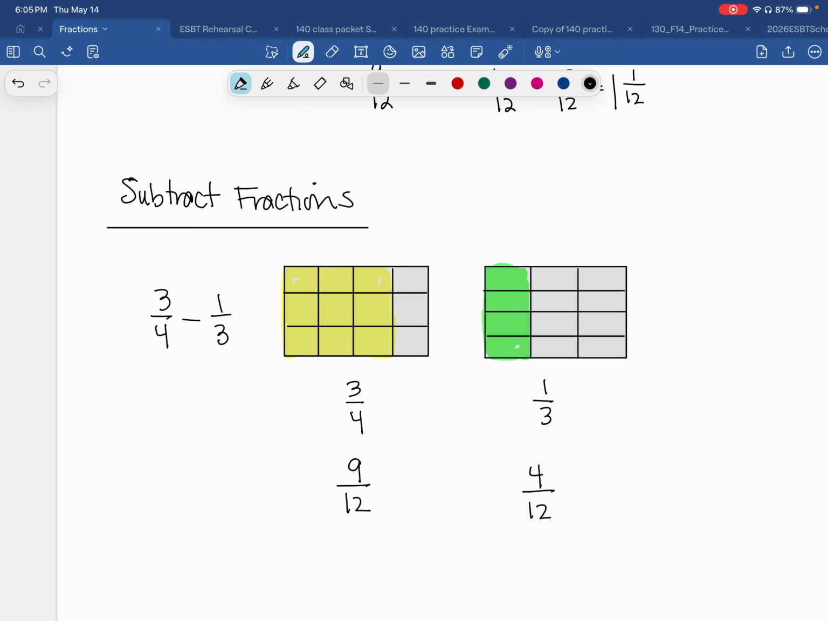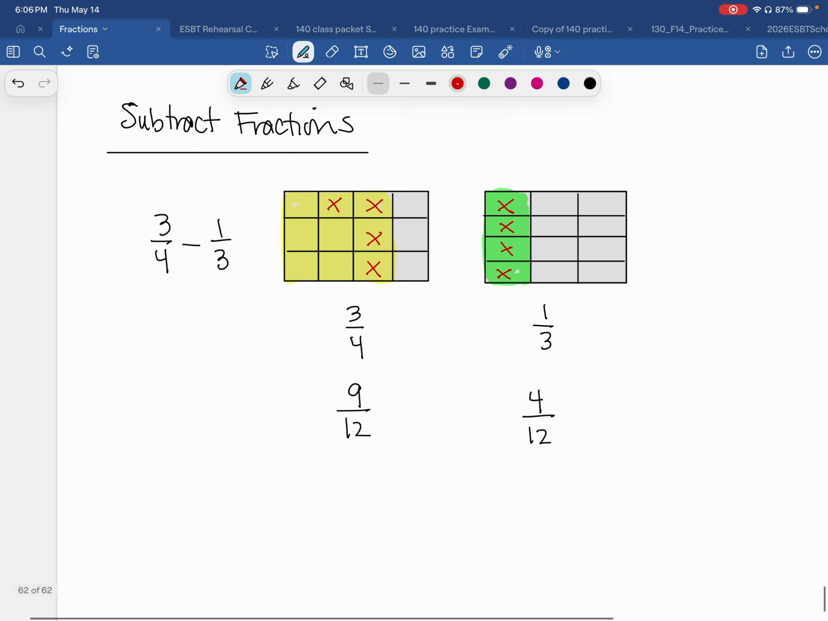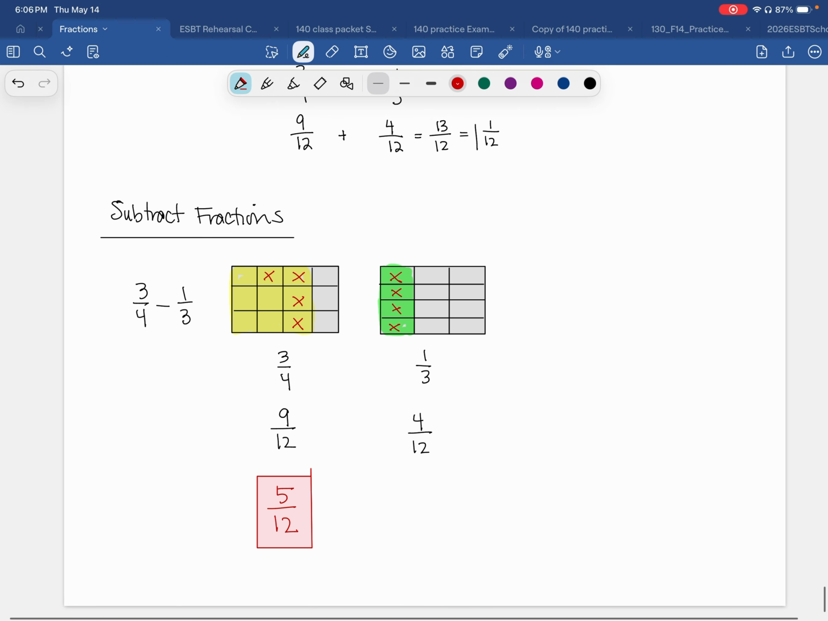And so now I want to know how many more pieces does 9/12 have than 4/12. So I'm going to match up 1 in each spot. So this one matches to this one. This one matches to this one. This one matches to this one, and this one matches to this one. And then I've matched up what they have the same, and that way I can tell how much more yellow I have. So I have 5 pieces of yellow left out of a total of 12 pieces. And that's how I'm subtracting. Okay. All right, we're going to stop that here.